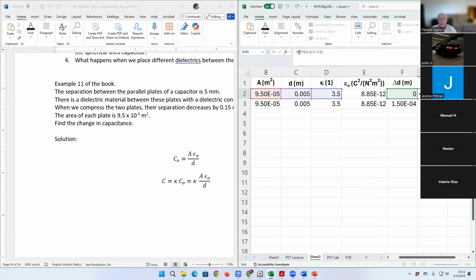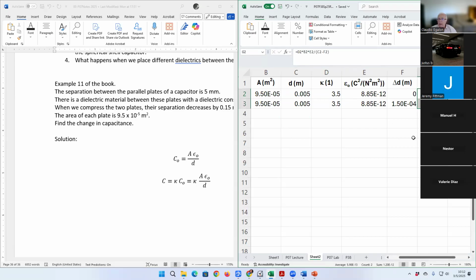A, the area, the kappa, epsilon naught. I need to multiply by epsilon naught right here, divided by D. That's what I'm getting: 5.89 times 10 to the minus 13 farad. Let's see if I did everything right. Yep, it looks like I did.